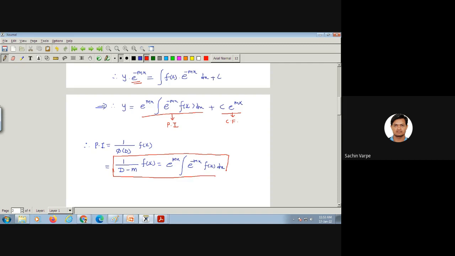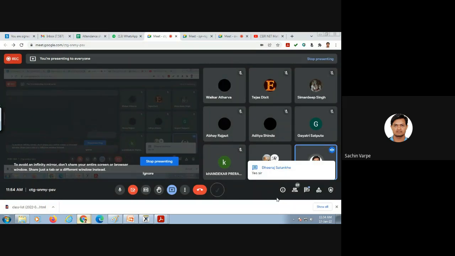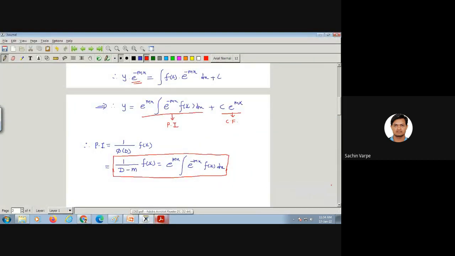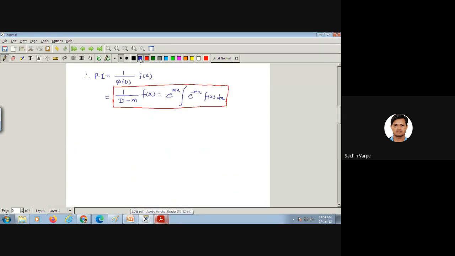Is this formula clear to everyone? Everyone, please do reply in the chat box. Okay. So this is in case m is the root. If minus m is the root, what will the factor be? In case of minus m as a root, the factor will be D plus m, right? D plus m operated on f of x.